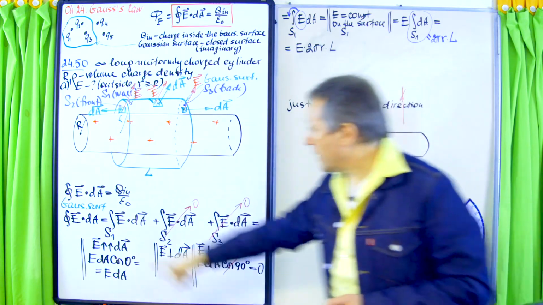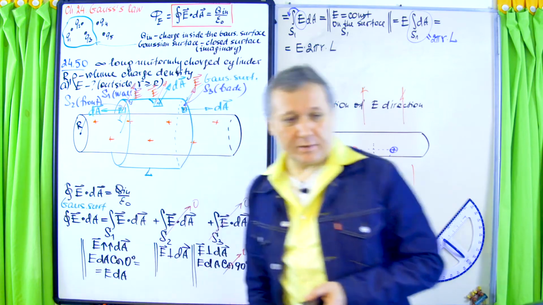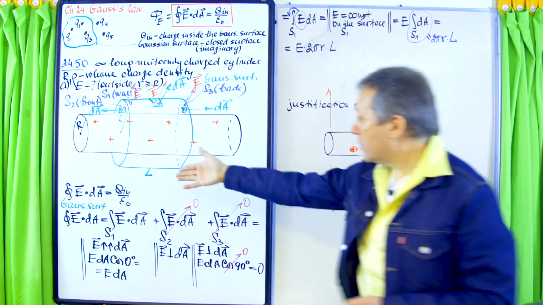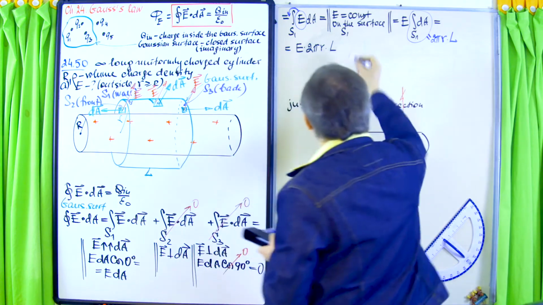So we evaluated the left-hand side of this Gauss's law. Now, on the other side, it must be equal to Q enclosed over epsilon naught.